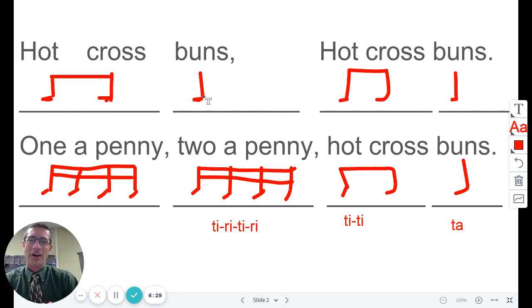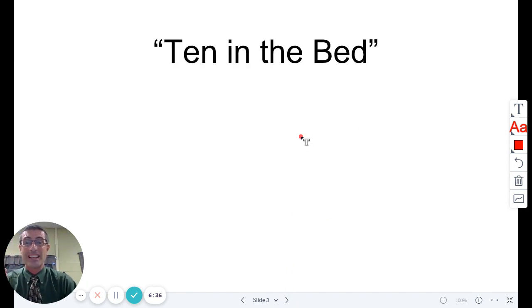Well, so today we're going to move on with a new song that's going to let us practice those tas, tts, and those rhythms and things in there too. And this new song is a song called 10 in the Bed. Now, this is a song that maybe you've heard somewhere. It's a really, really short, really, really easy song. Well, kind of short. It kind of goes like this.